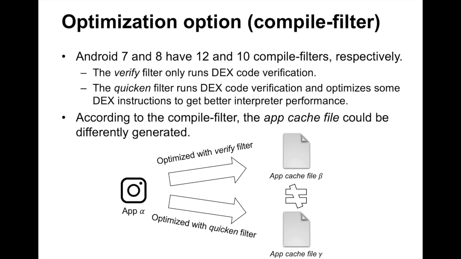And according to the optimization option, the optimization method of the app cache file is different. Android versions 7 and 8 have 12 and 10 compile filters, respectively. For example, with the verify filter, Android only runs DEX code verification. With the quicken filter, Android runs DEX code verification and optimizes some DEX instructions to get better interpreter performance. The app cache files generated from different filters could have different hash values.